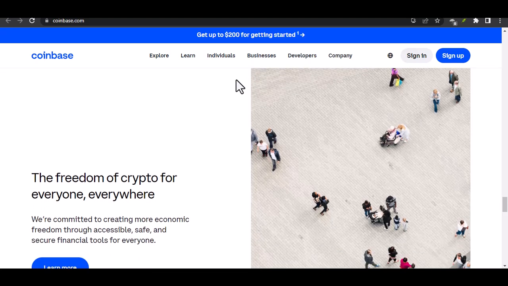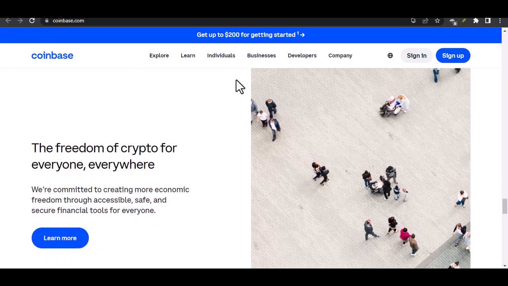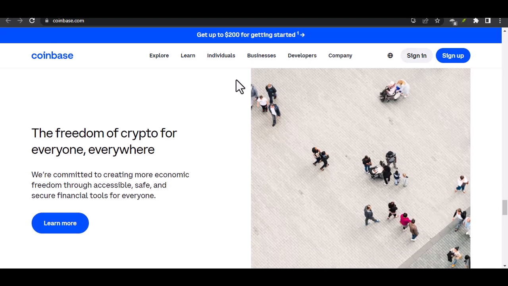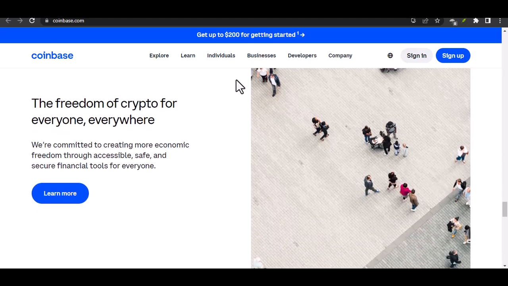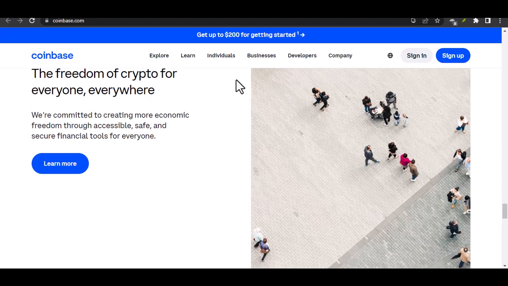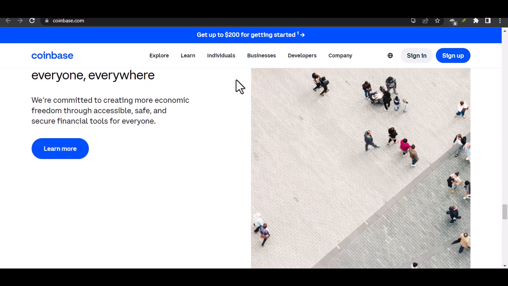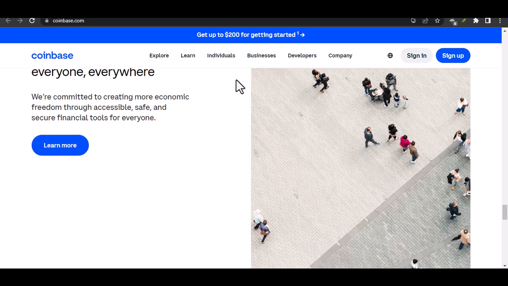Tip number three, explore alternative platforms. Coinbase isn't the only crypto exchange out there. Some platforms offer lower fees or even fee-free withdrawals for specific cryptocurrencies. Do your research and compare options before settling on a platform for your crypto transactions.